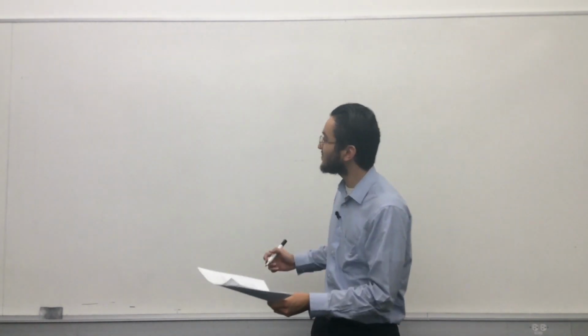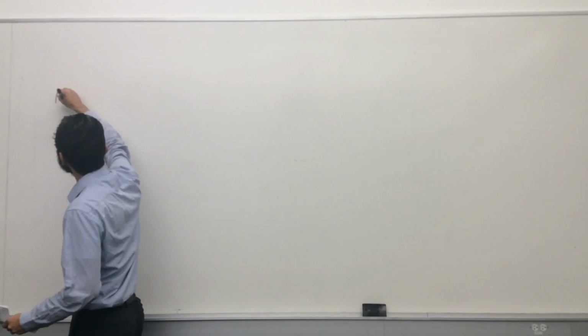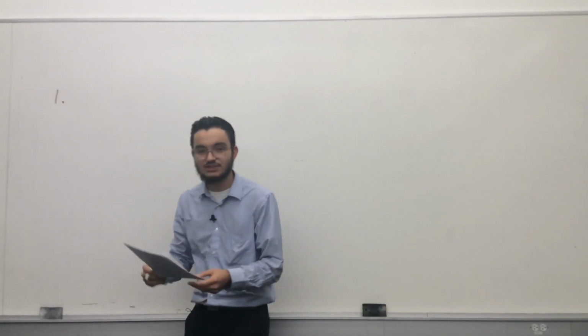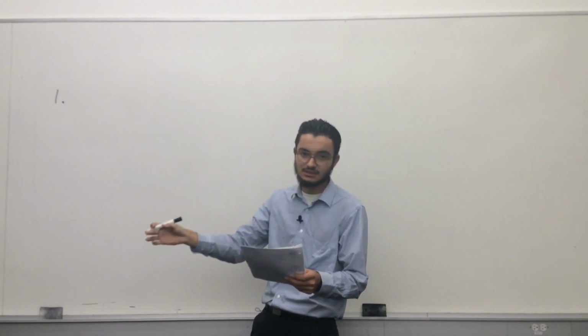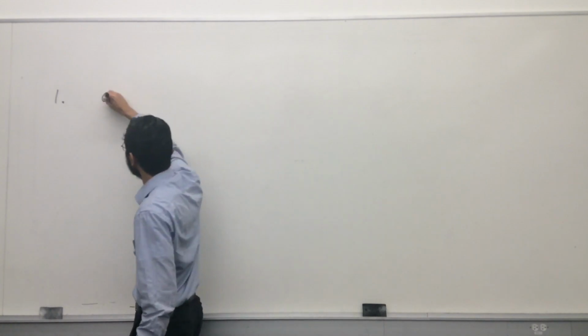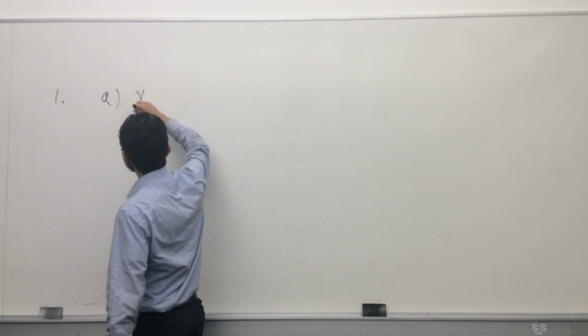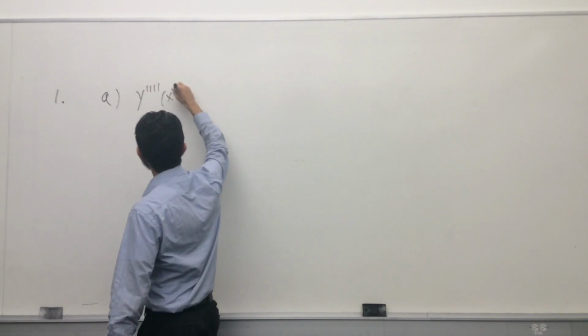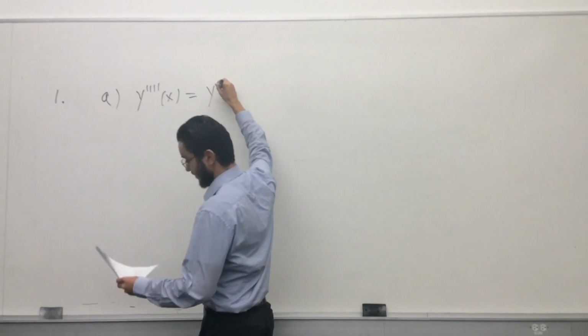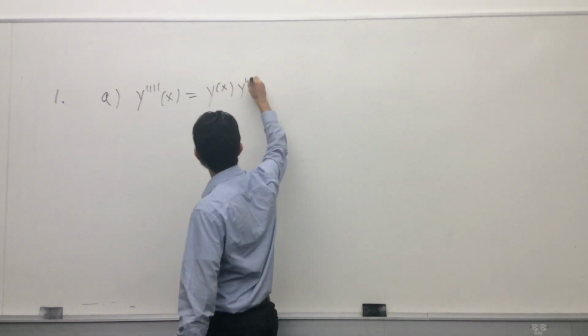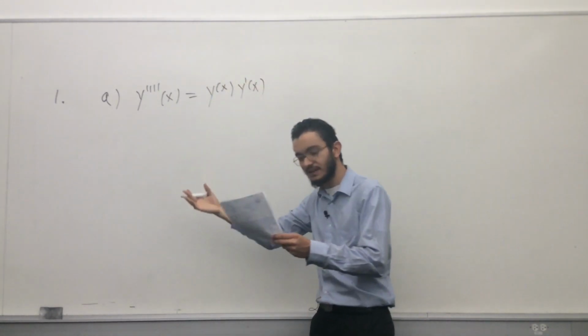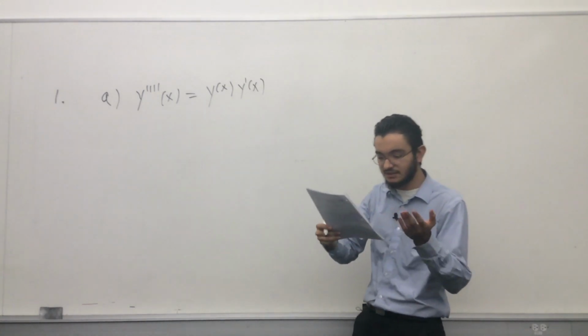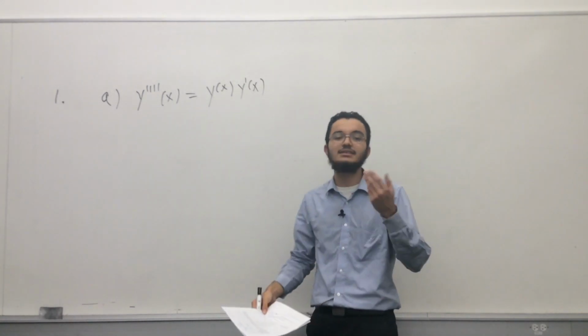All right, for question 1, we got a simple problem. It asks, what is the order of each of the following ODEs? Remember, ODE stands for ordinary differential equation. Indicate whether each is linear or nonlinear. So for part A, we got y quadruple prime of x equals y of x times y prime of x. Basically we have to classify whether this is a linear or nonlinear ODE and what is the order.